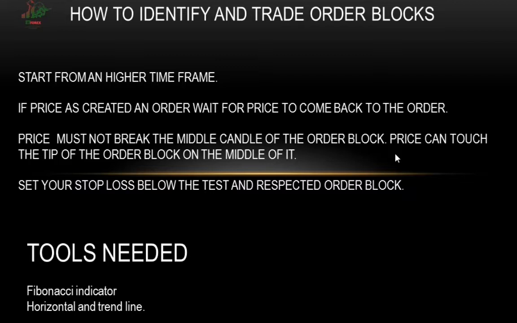All right, and lastly, setting your stop loss below the tested and respected order block. So when you see that an order block has been respected, whether on the tip or at the middle, you set your stop loss below that order block, and I'm also going to be showing you how to do that. All right, quickly, the tools needed for you to trade order blocks: you need your Fibonacci indicator, your horizontal and trend line, which I'm going to be showing you how to use in a minute. So now I'm going to go to our chart so that I can explain how you can apply all these theories and practicals and make real money for yourself.